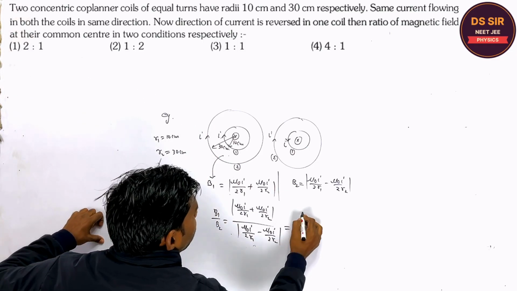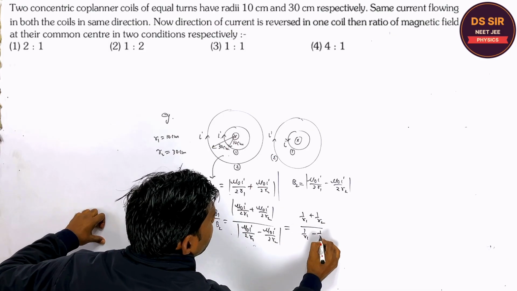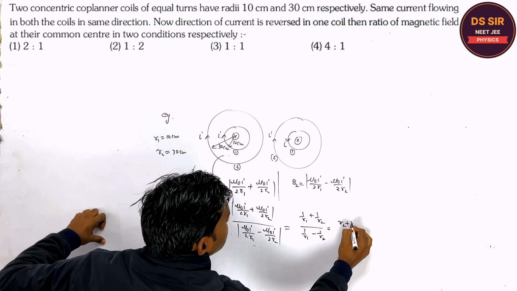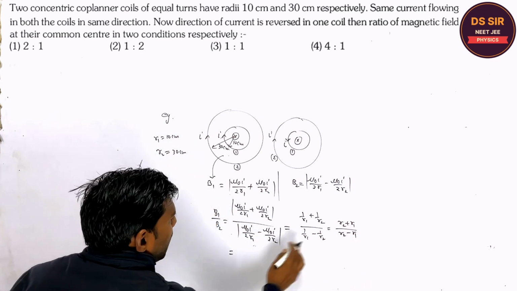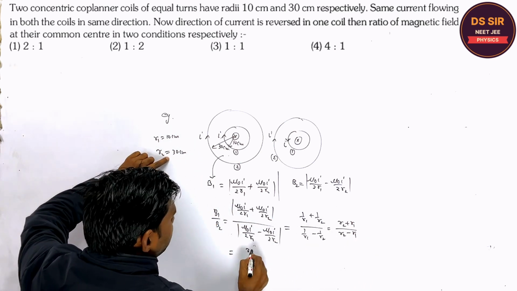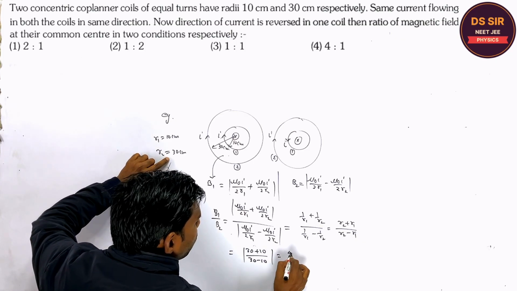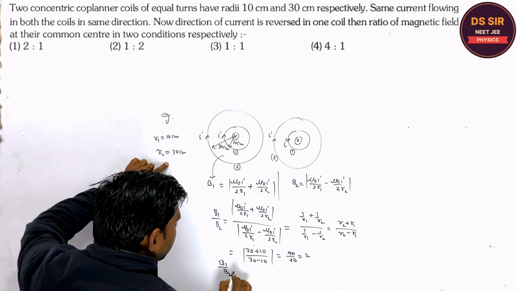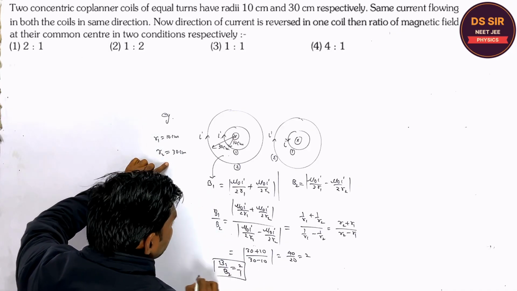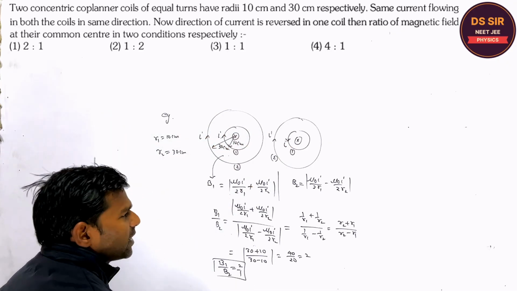So how to find the answer? 1 upon R1 plus 1 upon R2, and 1 upon R1 minus 1 upon R2. So if you simplify, it is R2 plus R1 upon R2 minus R1. R2 is 30, R1 is 10, so 30 plus 10 upon 30 minus 10. Taking the magnitude, 40 upon 20 is equal to 2. So what is the ratio of the magnetic induction in the first case and the second case? 2:1 is the correct answer, right?